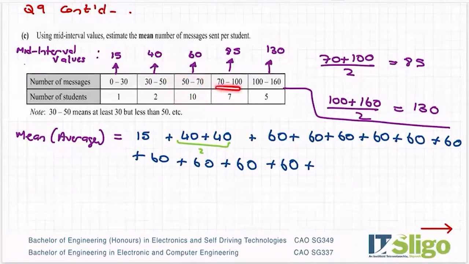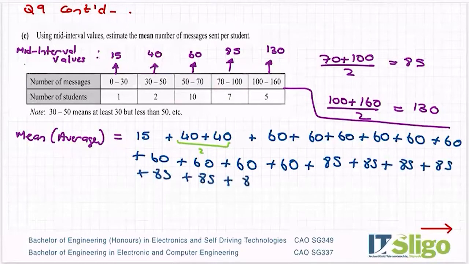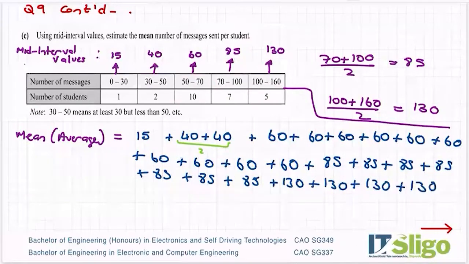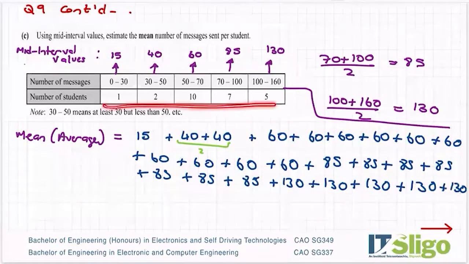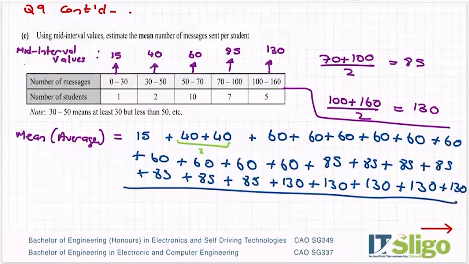We then have 7 students sending around 85 messages. 1, 2, 3, 4, 5, 6, 7. And then we have 5 students sending around 130 messages. 1, 2, 3, 4, 5. So that's all of my 25 students that are here in this table. So the mean, add them all up and divide by the 25 students.